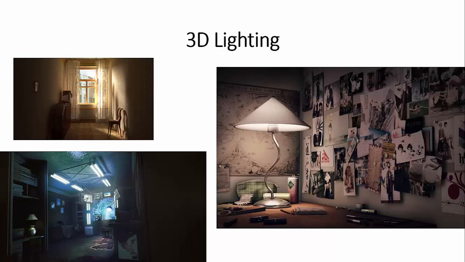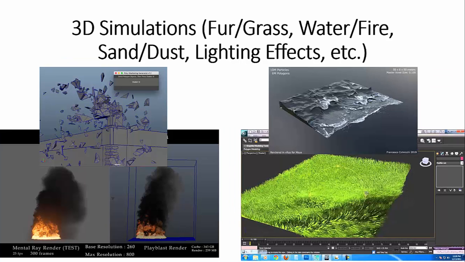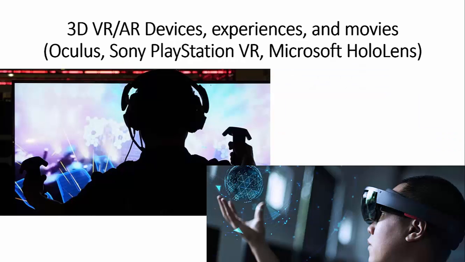And then lighting, basically there are lighting artists that just deal with lighting. These are pipelines in the 3D world, especially in cinema and games. And then you have your sims, your simulations: fur, grass, water, fire, sand, dust, lighting effects, all these different simulations, and many more that are being created. These are essentially effects artists.